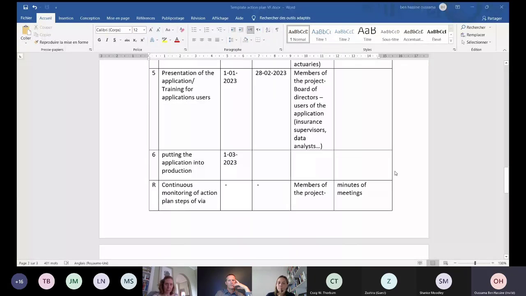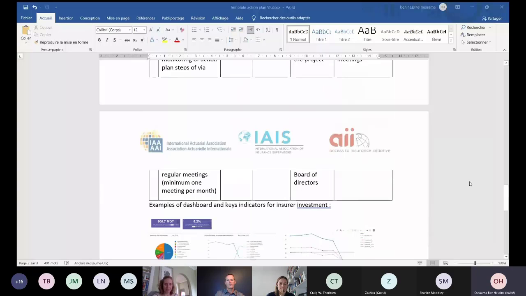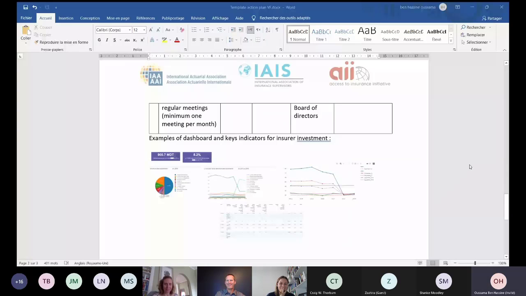In general, we will have continuous monitoring of the action plan steps via regular meetings, a minimum of one meeting per month. That's it. Thank you.